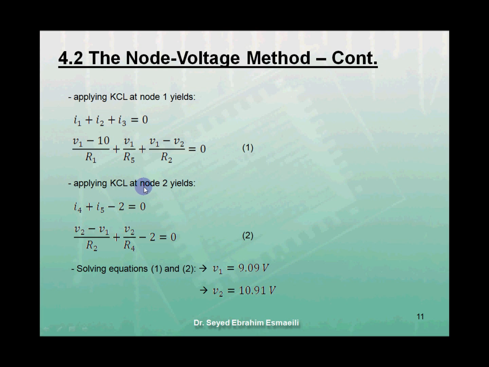Applying KCL at node 2 yields I4 plus I5 minus 2 equals 0, which can be written as (V2 minus V1) over R2 plus V2 over R4 minus 2 equals 0. We have two equations with two unknowns. Solving equations 1 and 2, we get V1 equals 9.09 volts and V2 equals 10.91 volts.